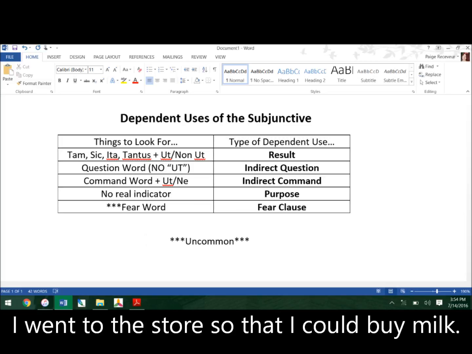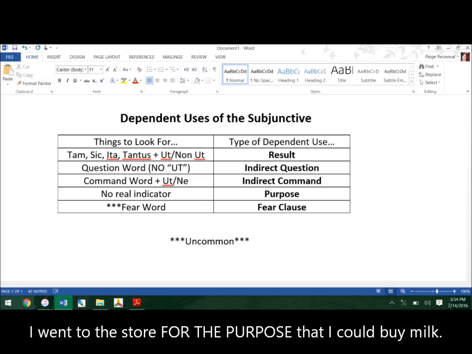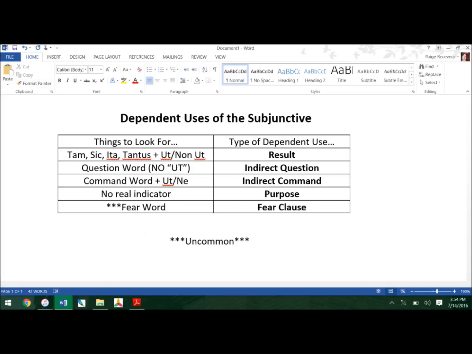However, there are no real indicators. There's an ut, sure. But besides that, there's nothing really there to make a purpose clause stand out. So what you're going to be able to do for a purpose clause is put in "for the purpose that" instead of "in order that" or "so that." So if you can say, I went to the store for the purpose that I could buy milk, right? Then it's probably a purpose clause because it shows a purpose behind it. So that's what I tend to do just to confirm: if you're going down that list and it's none of the above, and you can add in "for the purpose that," it tends to be a purpose clause.